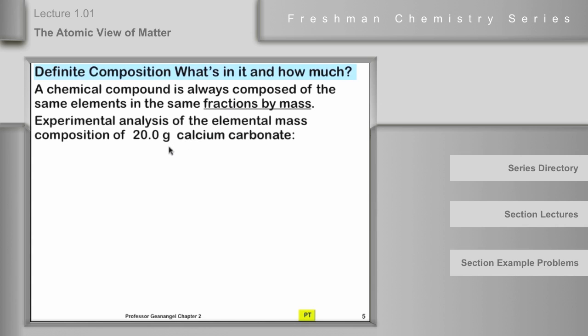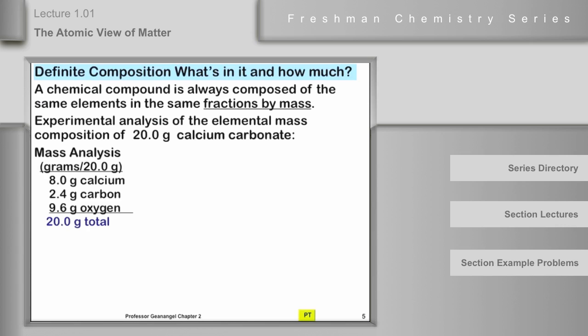Zaitsev to break it down for us into its component parts. And we already know what three elements are in there, right? Calcium, carbon, and oxygen. And so Dr. Zaitsev, with the characteristic skill that he has, would break this down, and what we would find is something like this: that 20 grams of calcium carbonate experimentally contains 8 grams of calcium, 2.4 grams of carbon, 9.6 grams oxygen, and of course it should all total up to 20 grams.